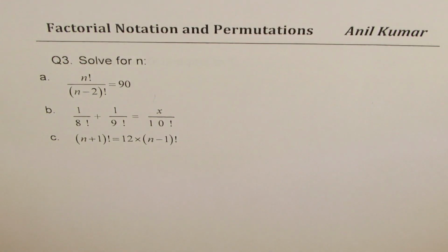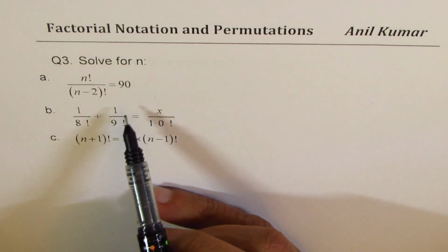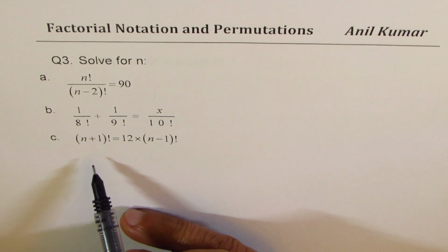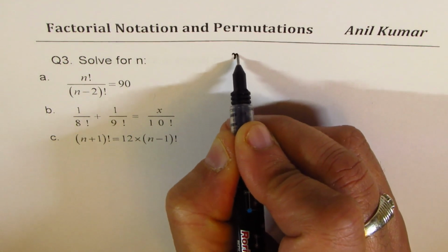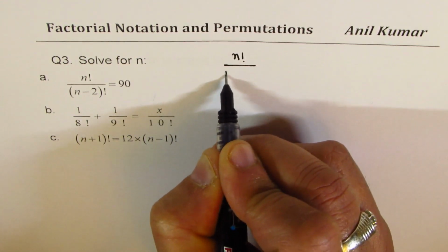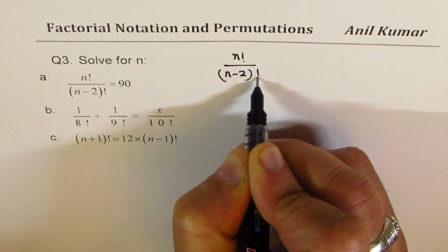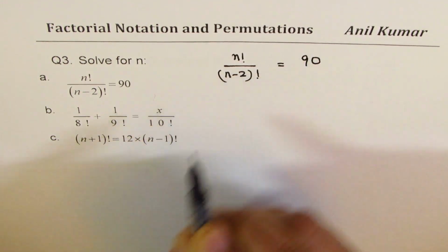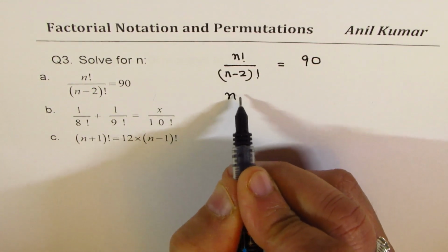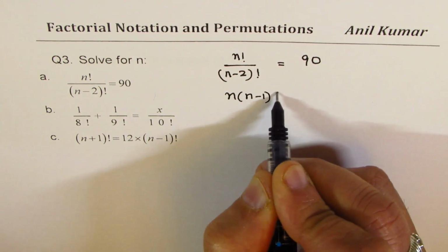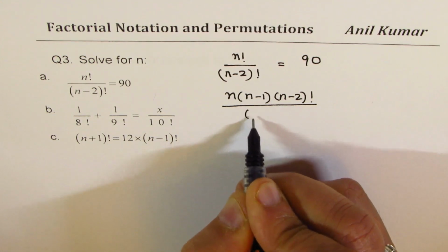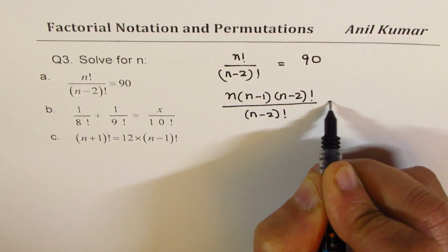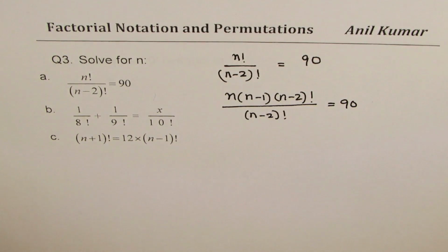Question number 3 here is: solve for n. These are equations involving factorials. I'd like you to pause the video, copy these questions and solve them. So the first one here is n factorial over n minus 2 factorial is equal to 90, right? So that basically means n times n minus 1 times n minus 2 factorial, now you know the trick, over n minus 2 factorial equals 90, correct?